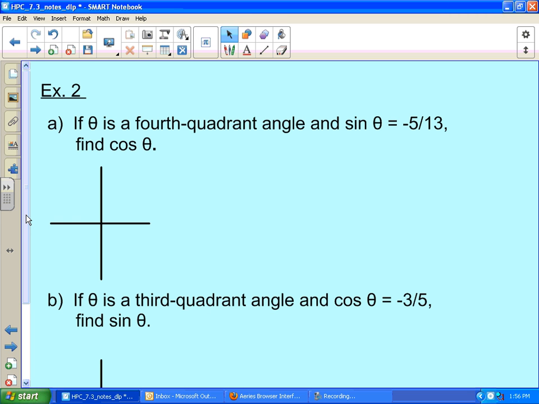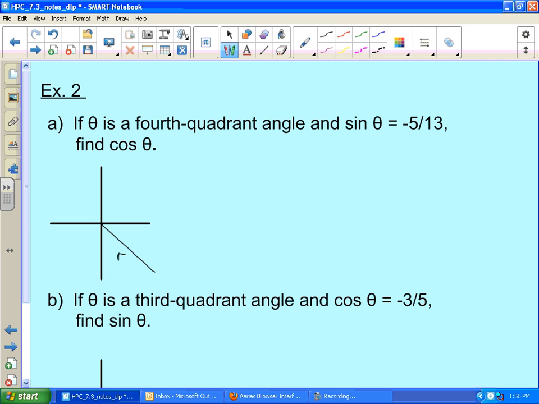Fourth quarter. No, not fourth quarter. What am I thinking? Fourth quadrant. Got some angle hanging out in the fourth quadrant. It produces a sine ratio of negative 5/13. What's the cosine ratio? Again, I'm always a big proponent of sketching. So I'm in quadrant number 4, down here somewhere. There's my r value.